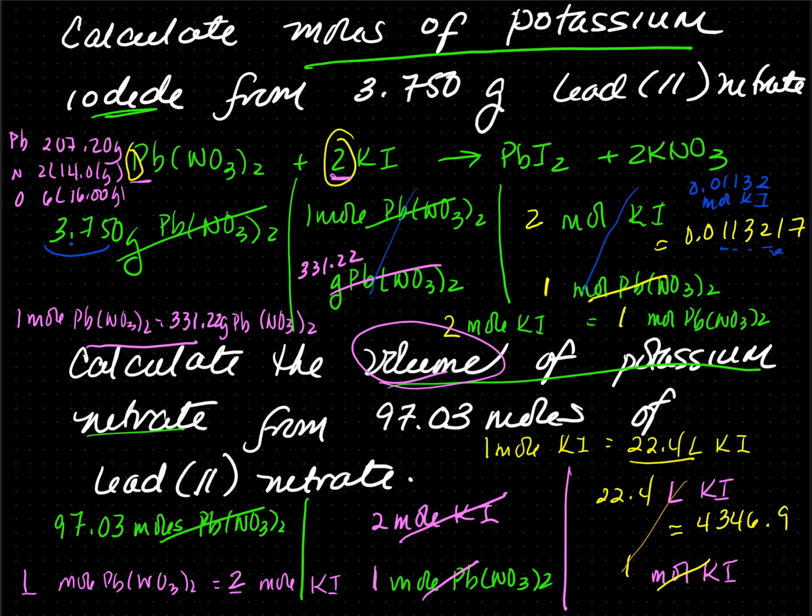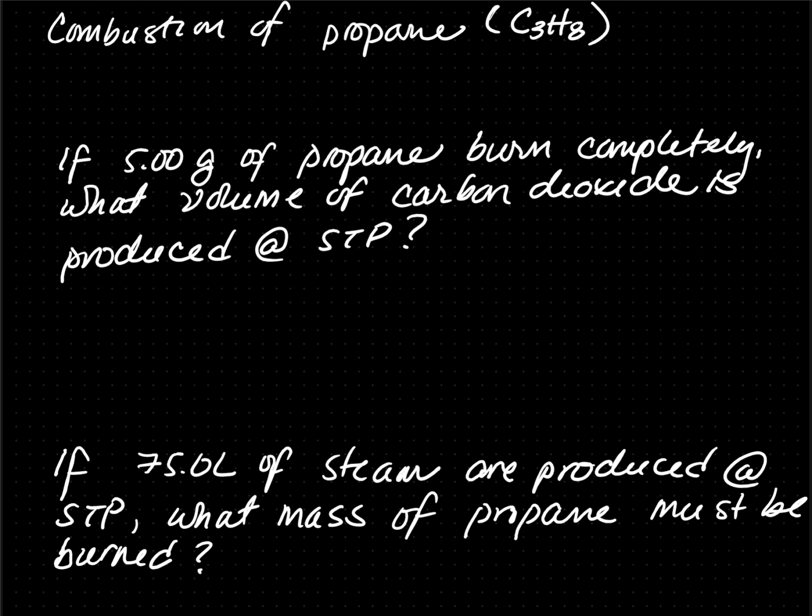We need to go back and do sig figs. These are conversion factors. So I look at the original number. There are 4 significant digits. The 0 is significant because it's surrounded by significant digits, so I need 4 in my answer. 1, 2, 3, 4. I look 1 to the right. Since it's greater than 5, I round up, so this is 4,347 liters of KI. Pause the video, solve this problem, and then check your answer.